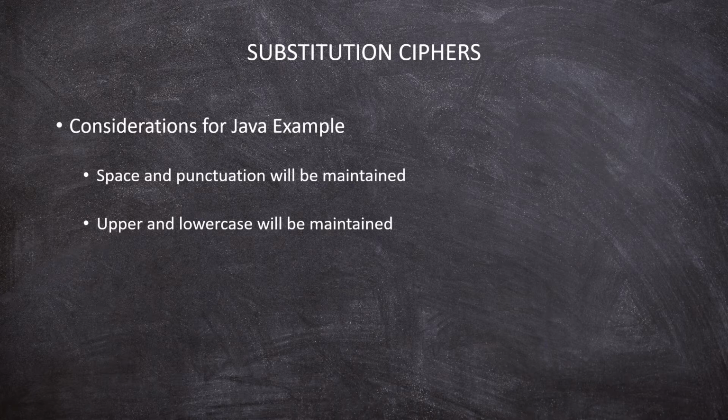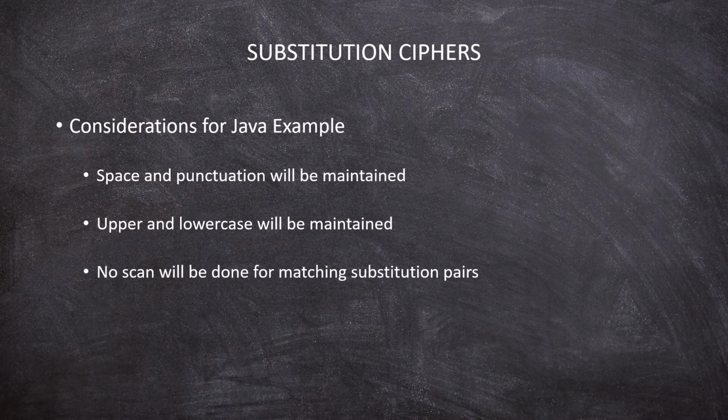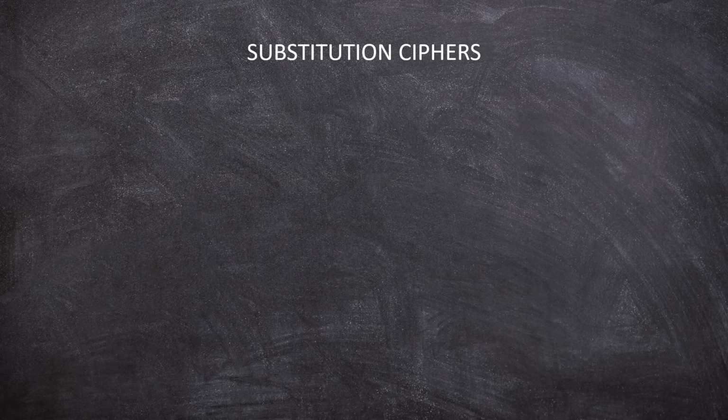In some cryptographic schemes, lowercase is sometimes used to denote the unencrypted plaintext message, while uppercase is used to denote the encrypted ciphertext, but we're not going to worry about that for the moment. We'll just maintain the upper and lower case. And finally, when we generate our deranged alphabet key, we're not going to be doing any extra scanning for matching letter pairs. I'm actually going to leave that up to you for an extra assignment at the end of this video. So now that we have our basic requirements, let's just take a quick look at the outline for the application, and then we can get to coding.